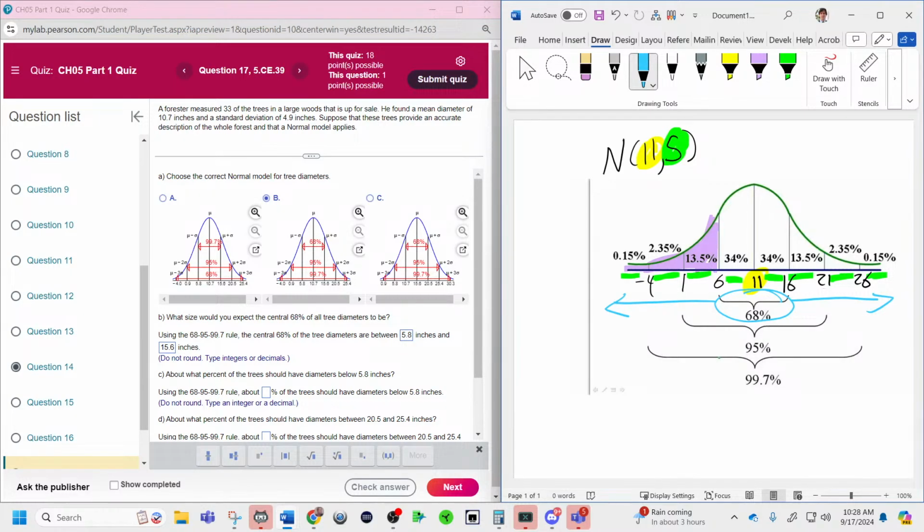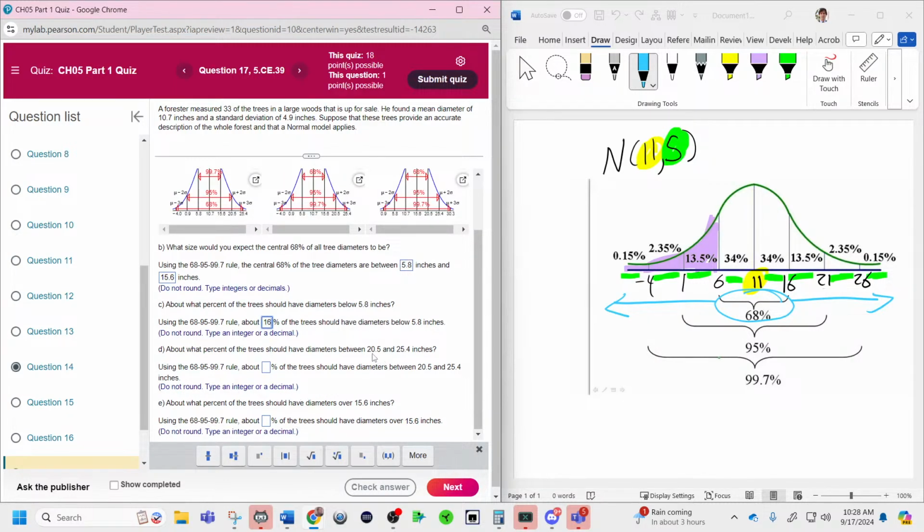So it says below 5.8, which is this number right here on our graphic, rounded version, 16, because if you add up, you should get 100%, because 32% would be outside, 16% right there. Next, we do the next one, and it says between 20.5 and 25.4.